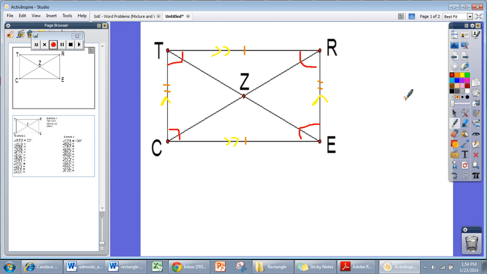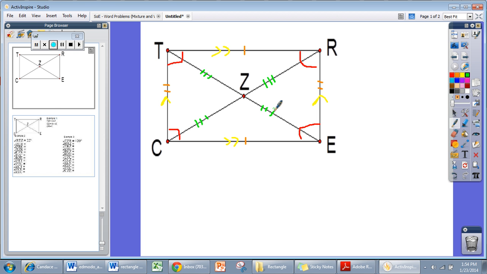The other thing that you need to remember about parallelograms is that your diagonals are bisected, which means Z is the midpoint of TE and Z is the midpoint of CR. Now, in a regular parallelogram, your diagonals are not congruent, but in order for something to be a rectangle, your diagonals actually are congruent. So that tells me that ZR is actually going to be congruent to TZ and CZ and ZE.